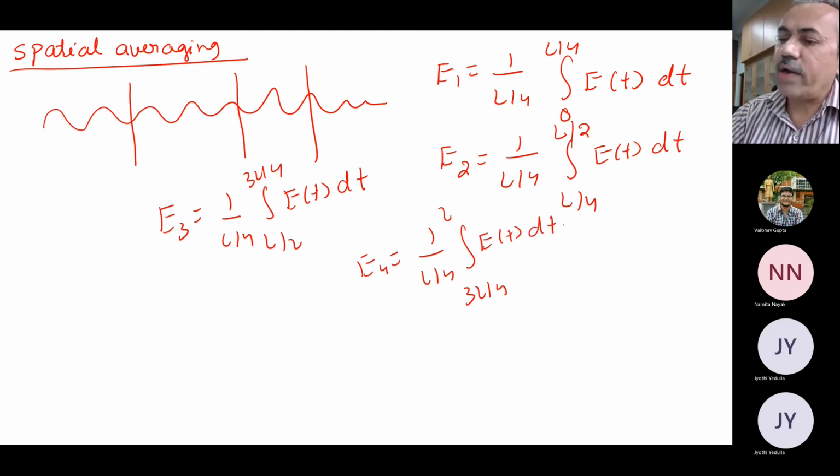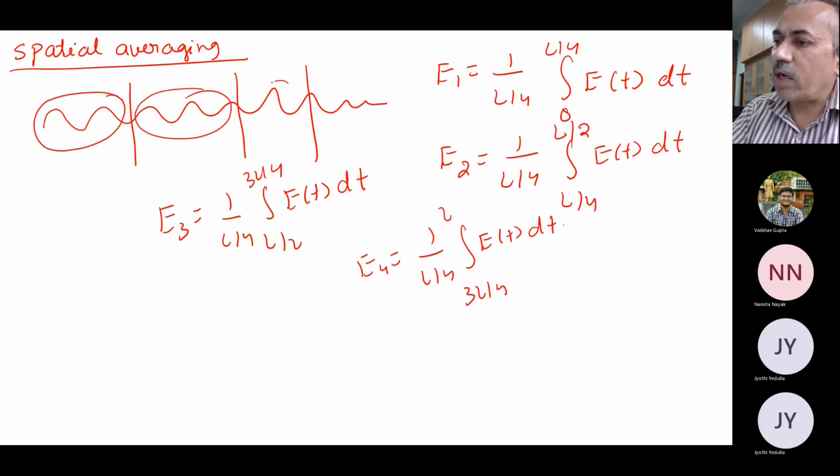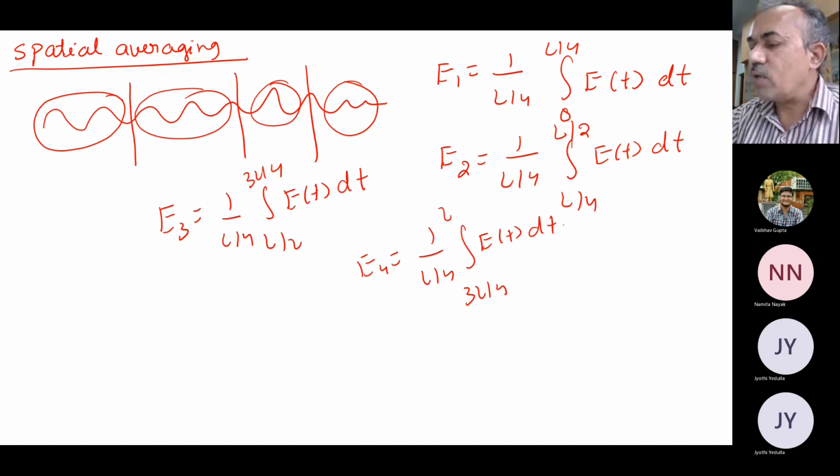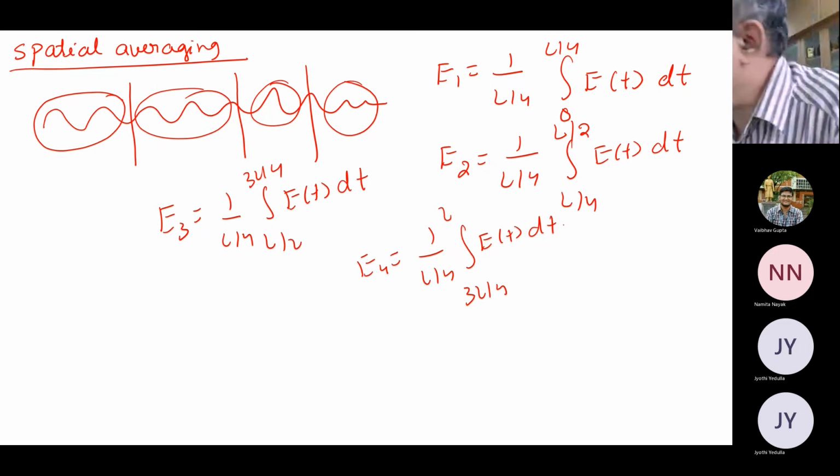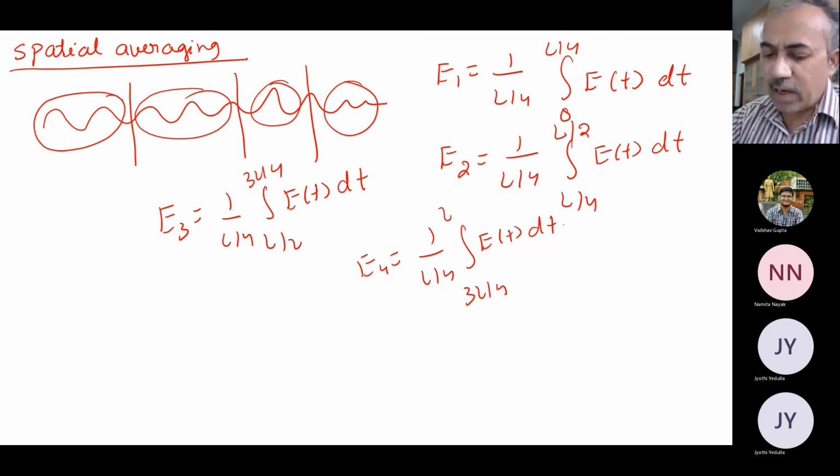So what you are trying to do here is averaging basically. You're averaging over each element, whatever value is there, and then you take your finite element program. You take E1, E2, E3, E4, and then you do your analysis, the same reliability analysis. This is one of the famous methods which are widely used to handle random fields.